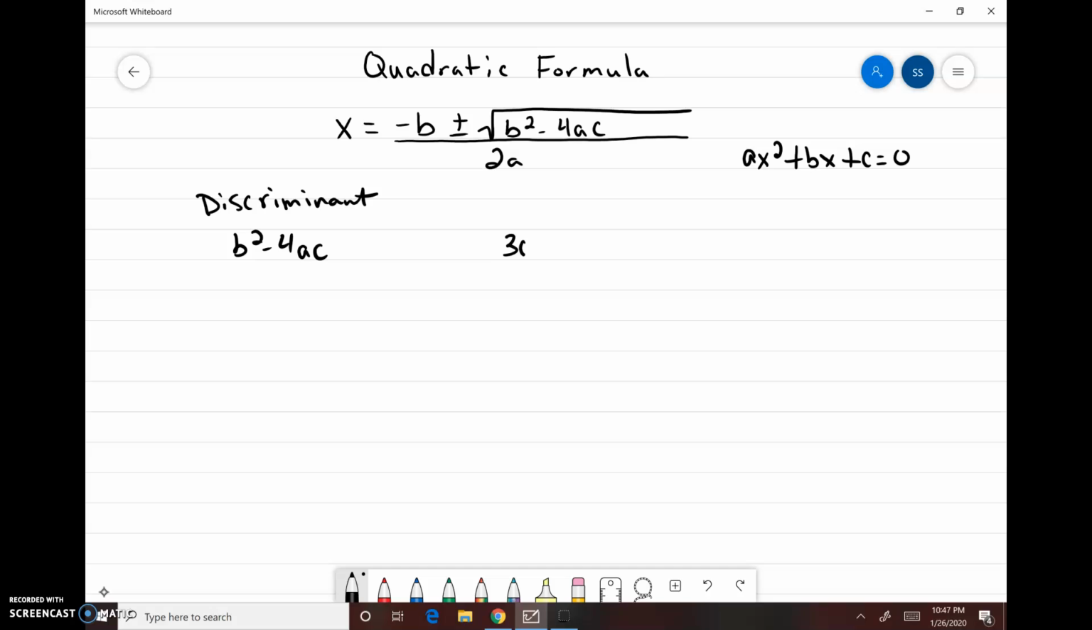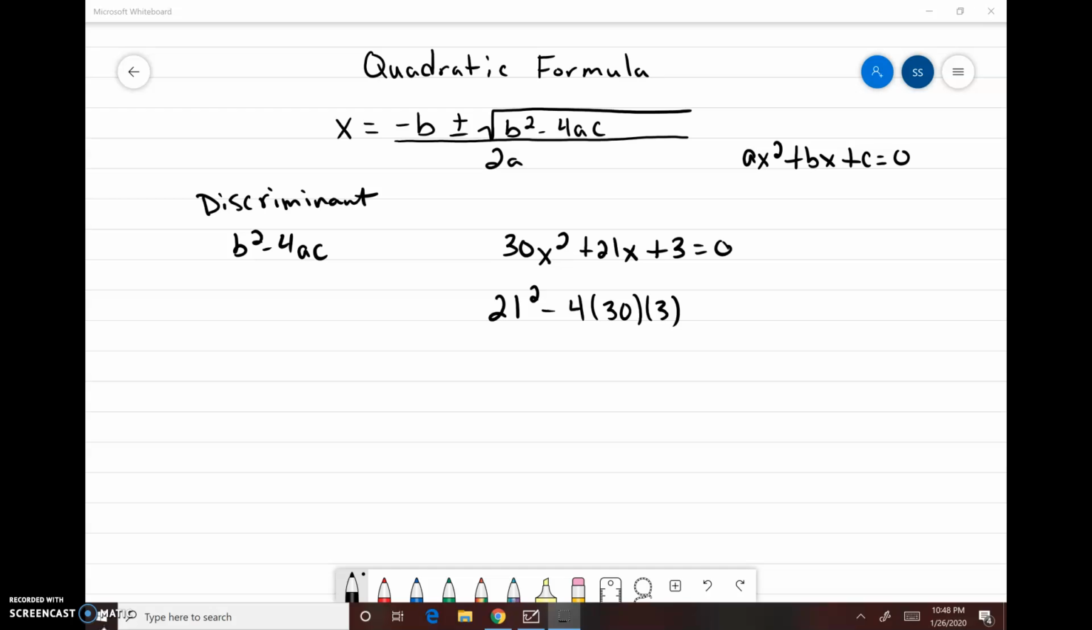Let's say we have 30x squared plus 21x plus 3 equals 0. Now, what I want us to do is use the discriminant in order to determine the number and types of solutions. So we're going to plug it into b squared minus 4 times a times c. So b squared, so that is 21 squared, minus 4 times the a times c.